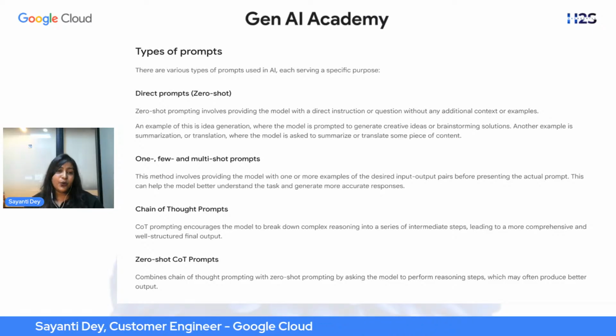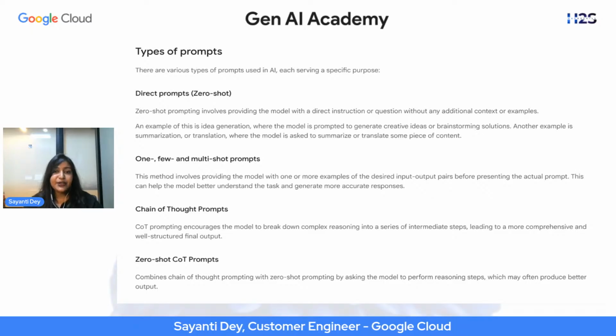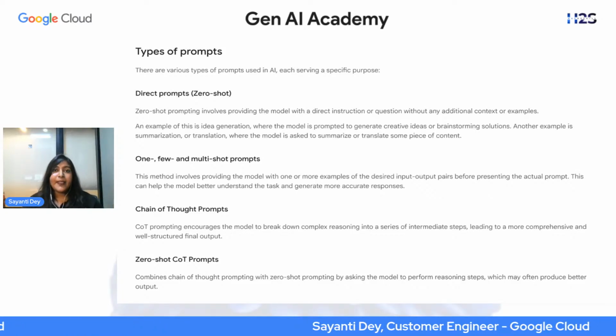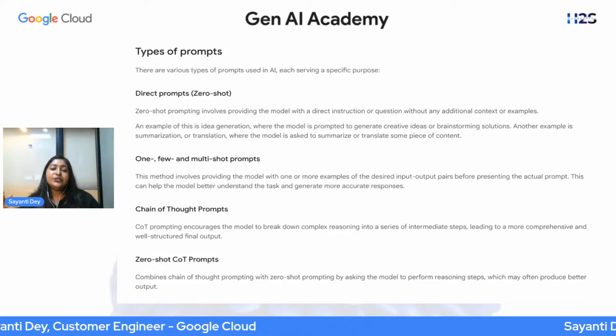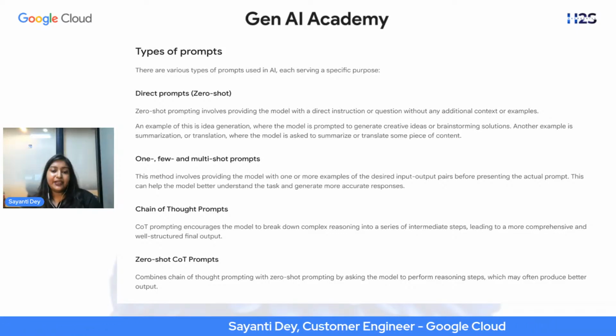Then we have one, few, or multi-shot prompts. This means that you are adding either one example or a few or multiple examples, and you're giving context on what it is for, how the output should look, what the structure of the output should be, and so on. Then we have the chain of thought prompts, right? So what you do here is you break down a complex task into multiple steps for a more accurate output.